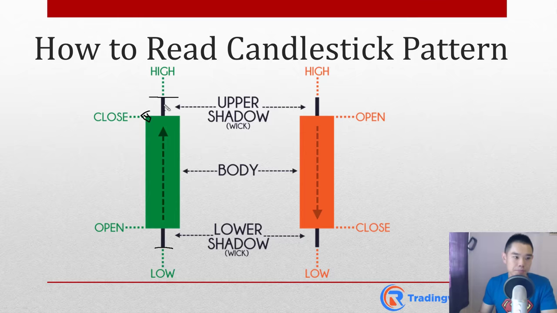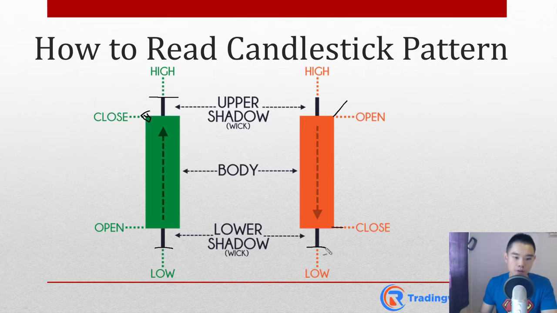This black line is what we call the upper shadow or upper wick. This is what we call the lower shadow or lower wick. And the green colored portion is what we call the body of the candle. When you see a red candle, the open is the opposite. The open now is at this point over here, and the close is at the bottom.